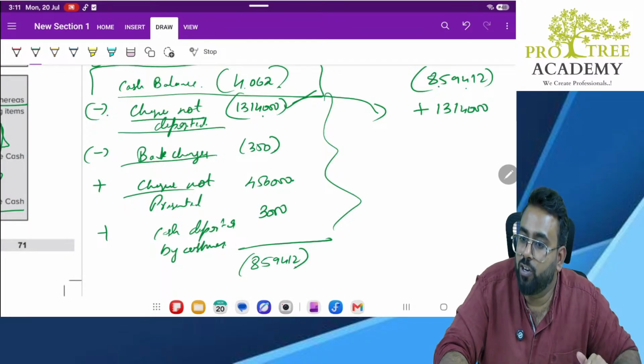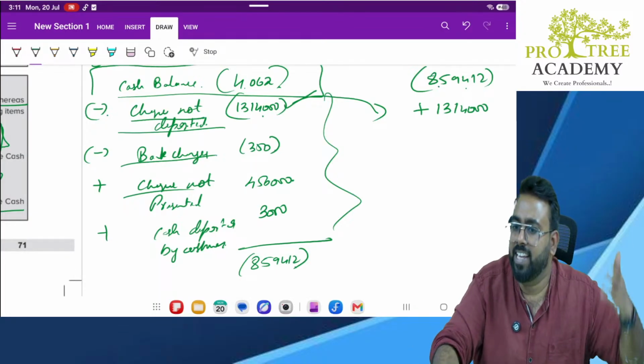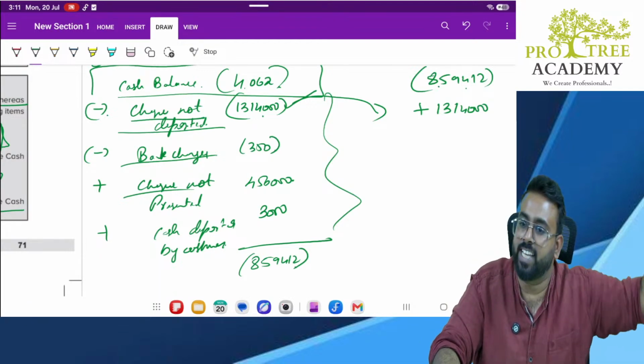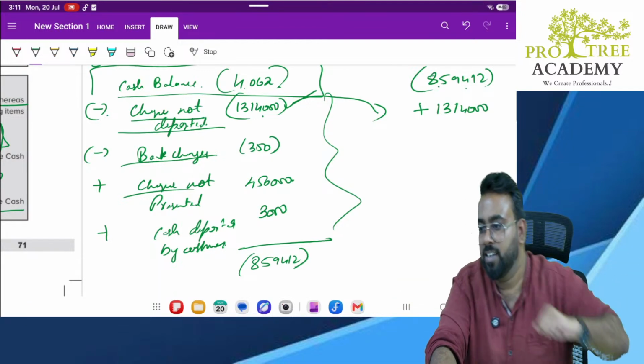Now why are we doing plus, sir? Simple, sir. In the cash book they have made a mistake that they have already recorded the transaction. Now I will do the same mistake, I will also record the transaction, my balance will increase.